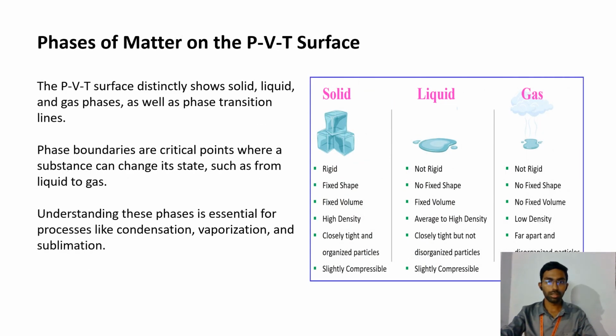Phases of matter on the pressure, volume, and temperature surface. The pressure, volume, and temperature surface distinctly shows solid, liquid, and gas phases, as well as phase transition lines. Phase boundaries are critical points where a substance can change its state, such as from liquid to gas. Understanding these phases is essential for processes like condensation, evaporation, and sublimation.